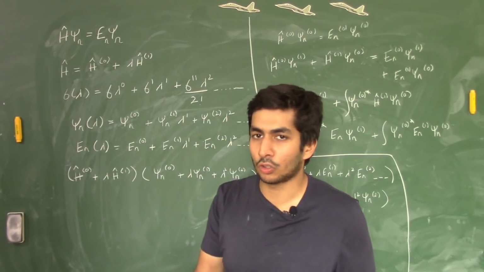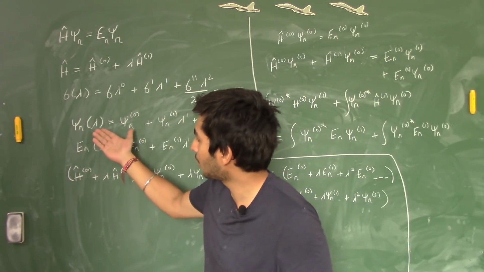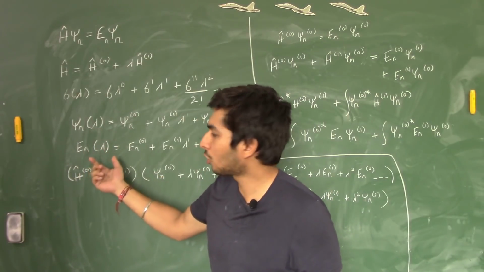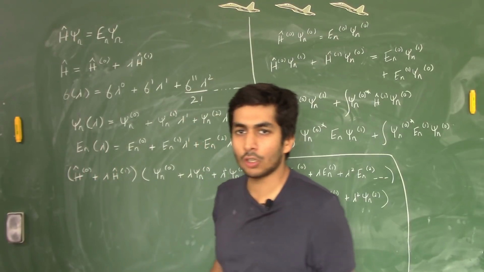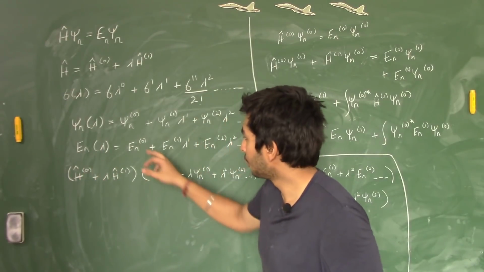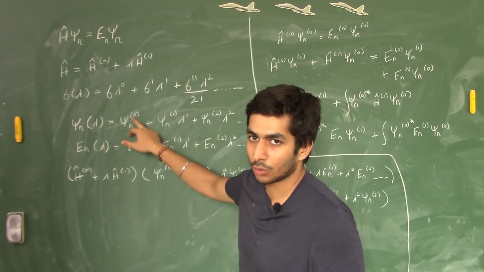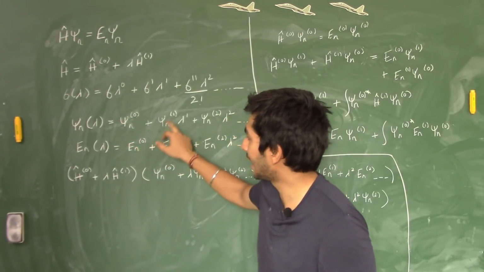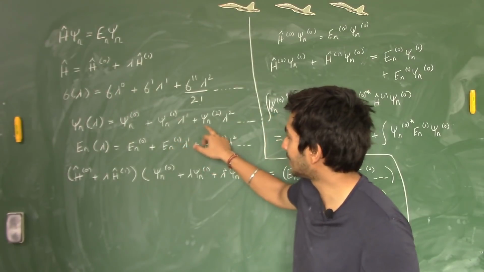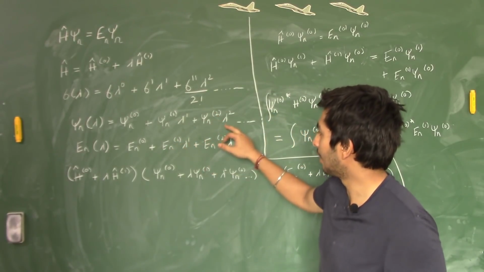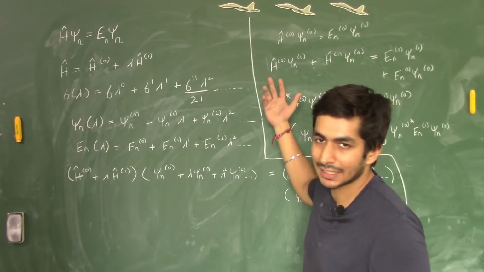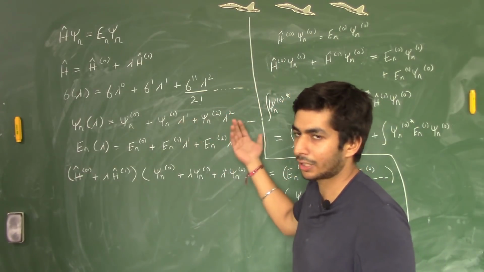So the wave function will also change. The wave function is also a function of lambda, and the energy is also dependent on lambda. So you can write it down as psi n 0 plus psi n 1 lambda to the power 1 plus psi n 2 lambda square, then psi n 3 lambda cube. Like that you can write it down.